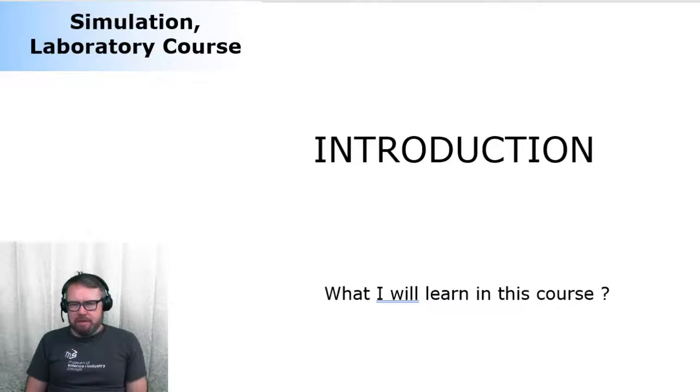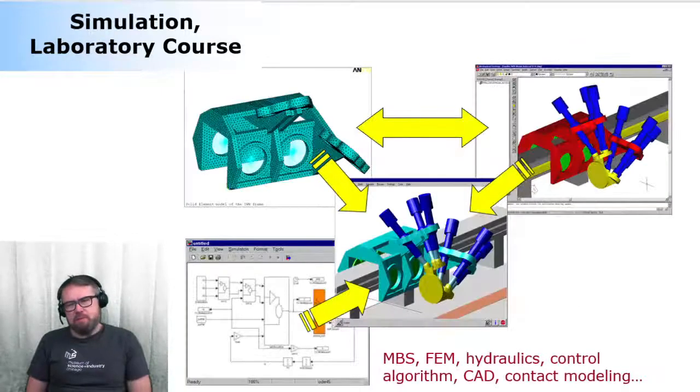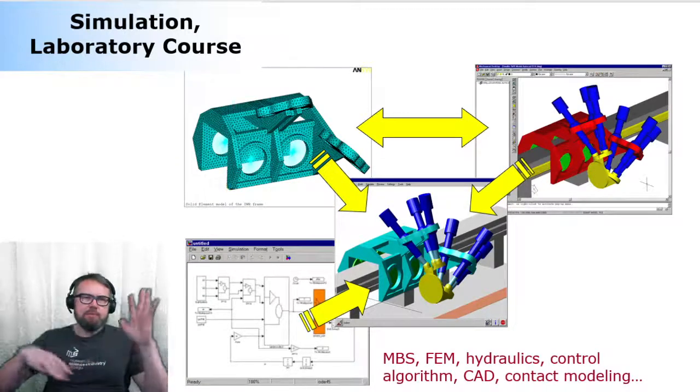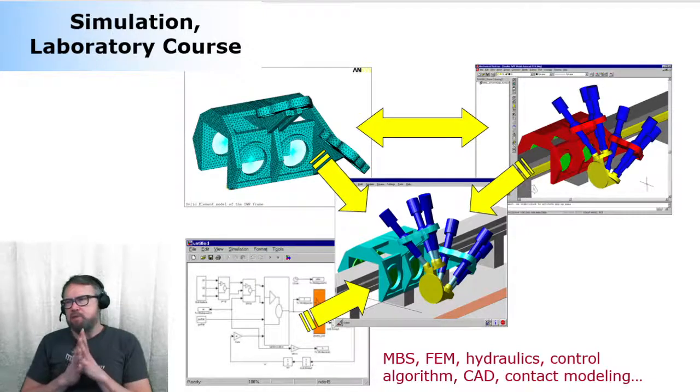Okay, so introduction, what I will learn in this course. So a little bit about things we do in this course. And the first thing is this extremely important co-simulation. So you're going to learn to combine different disciplines: multi-body system dynamics, finite element modeling, hydraulics, control algorithms, even CAD drawings, contact modeling, and so on and so forth. You're capable to put them in one package that is representing a machine and its environment. Sometimes even the user is involved.